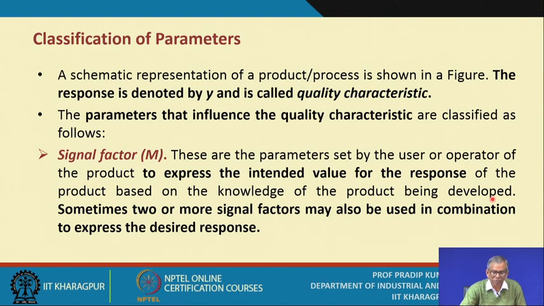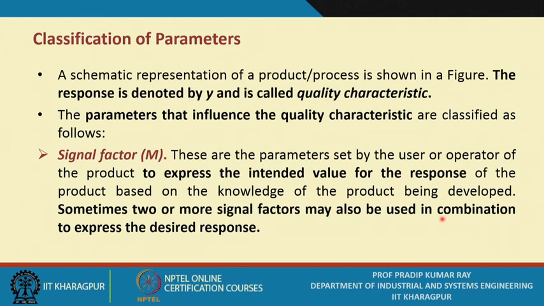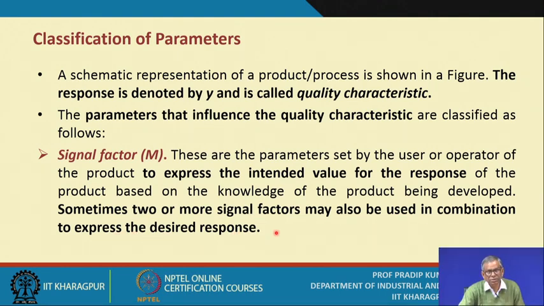That means this is the intended value of the response. You can identify several output quality characteristics, also referred to as the response variable or simply responses, output responses. And the signal factor means you prescribe values for all those output quality characteristics, in plain and simple terms. Sometimes two or more signal factors may also be used in combination to express the desired response, depending on what type of product you are designing.